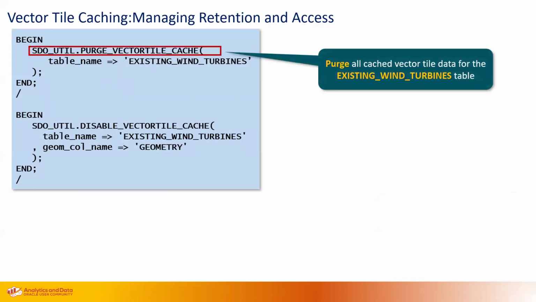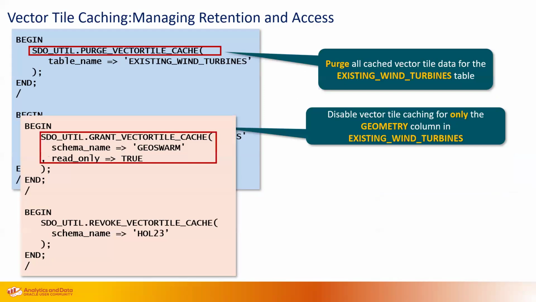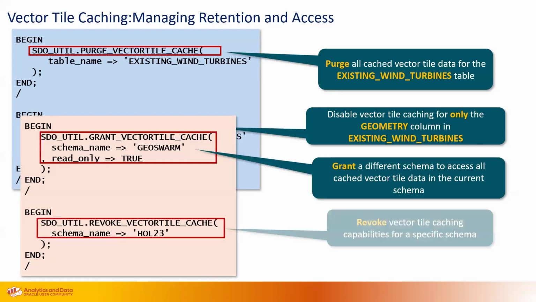I can also purge the vector tile cache. I can disable it if I so desire. And I can even enable other schemas to leverage that vector tile. So all my schemas were under HOL 23. I can also enable the GeoSwarm schema to leverage that vector tile, even though it doesn't own any of the data. And I could also revoke it from a particular schema. Hey, don't cache these ever. We don't want to cache them for HOL 23, just as an example.